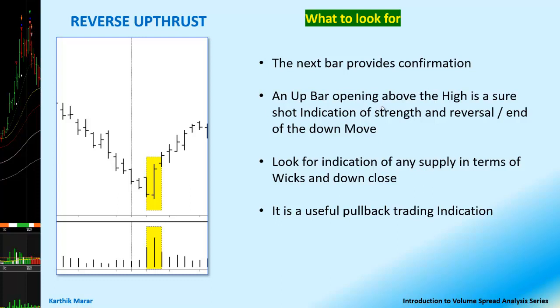An up bar opening above the high is a sure short indication of strength and reversal, or the end of the down move. As in this example, you can see the next bar was an up bar. It opened above the close of the previous bar, and it moved up. Also, look for indications of any supply in terms of wicks or down close. Since it appears on intermediate down moves as well, it could be a useful pullback trading indication or entry signal.